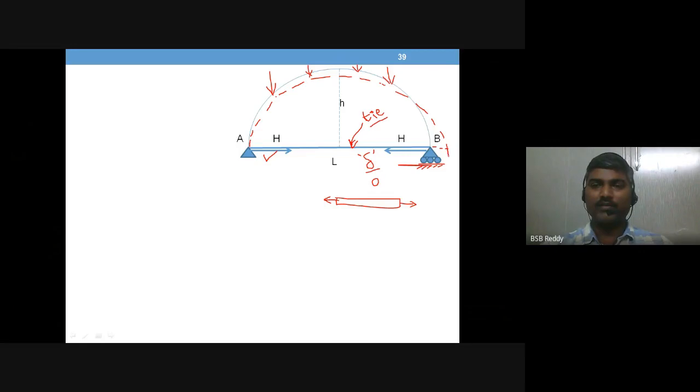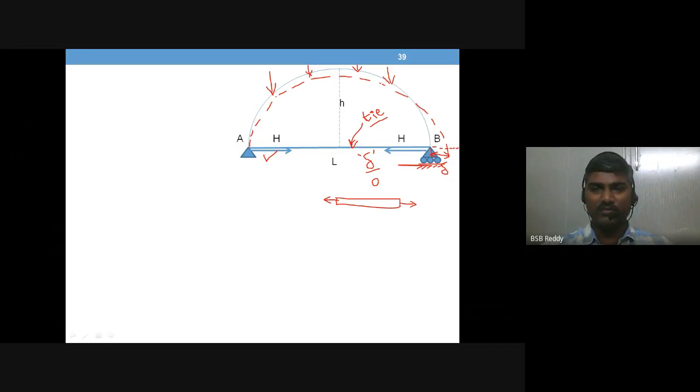Okay, so this delta provided here is going to be the elongation value of the tie also. So if you don't have a tie, what happens? As you load it, the arch is going to deform further and it is going to collapse. Okay, so that is a problem.